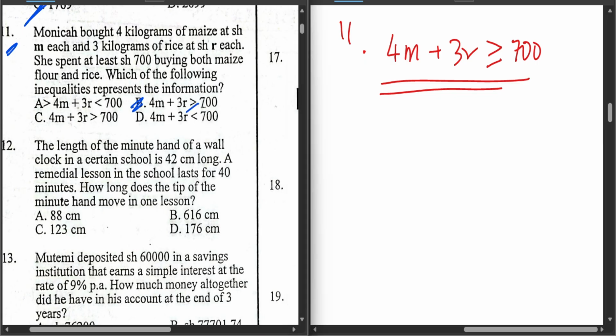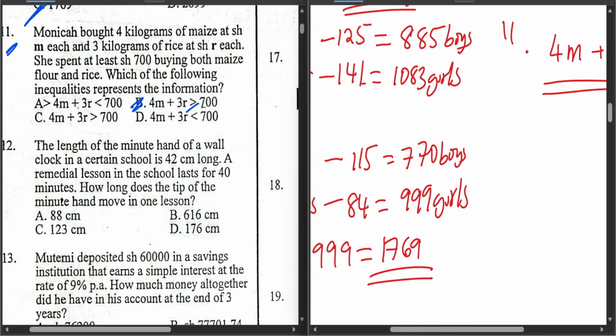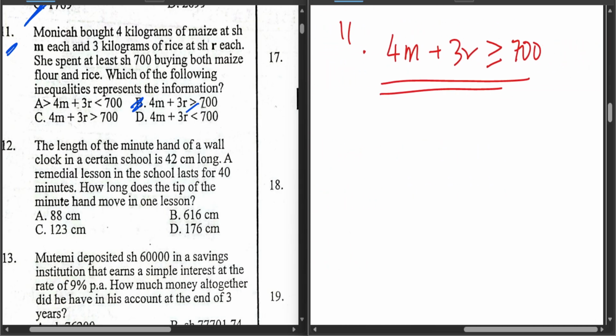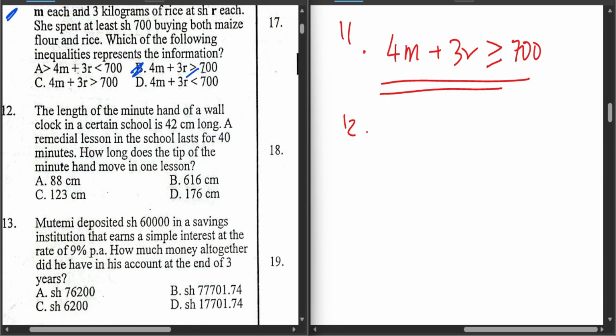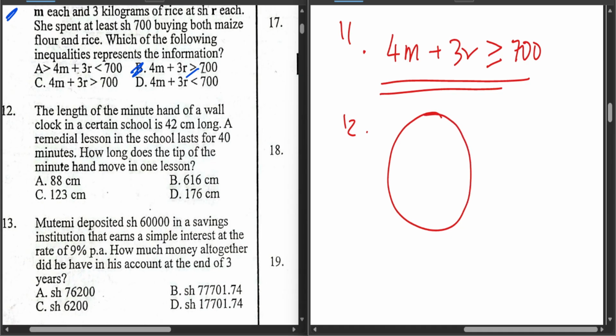Okay, question 12. That is question 11. Let's go to question 12. The length of the minute hand of a wall clock. So let's say this is your clock. The minute hand is normally big, the hour hand is very small. So the minute hand is 42 centimeters. I might have drawn it very small. So this is 42 centimeters.